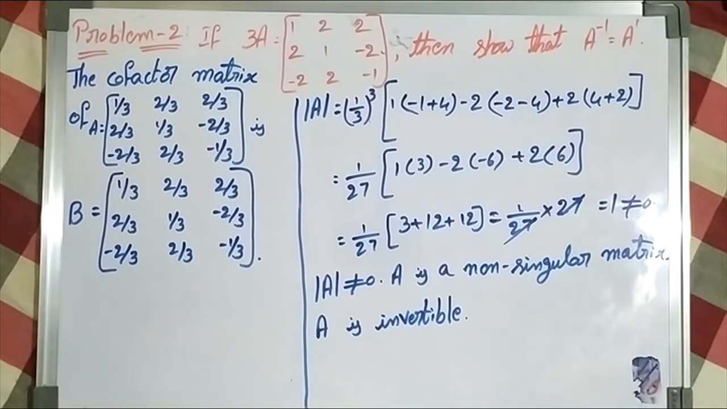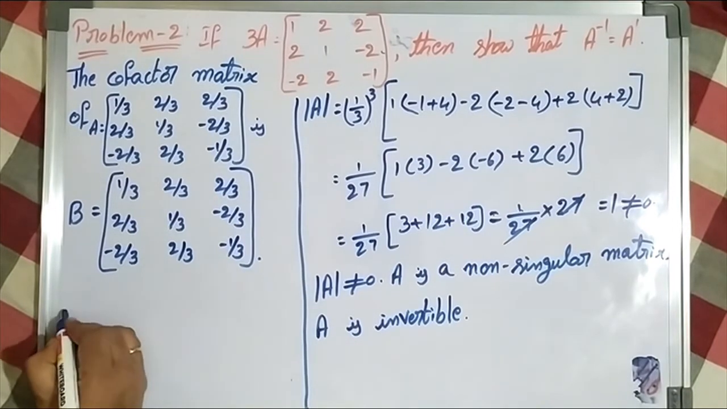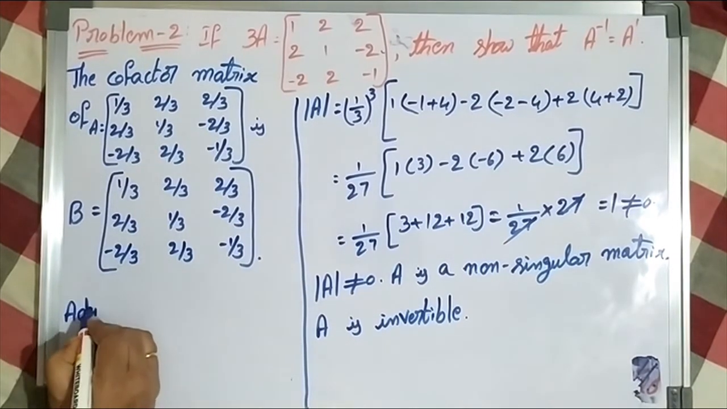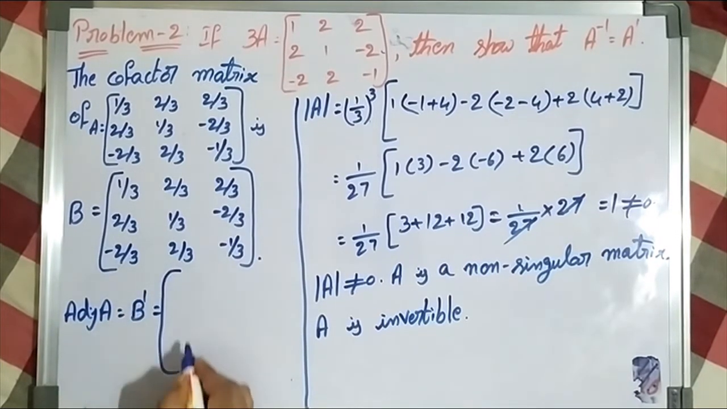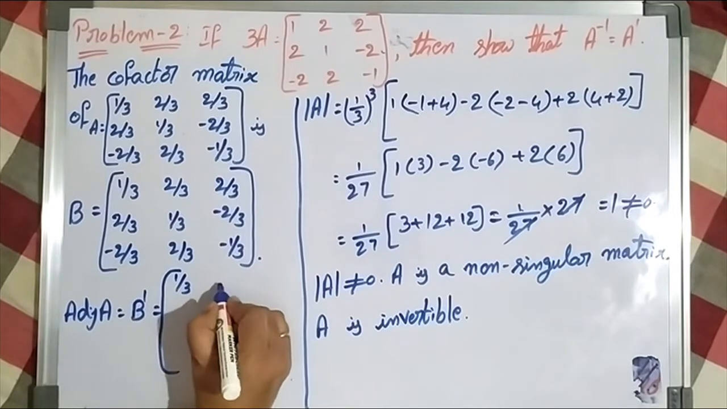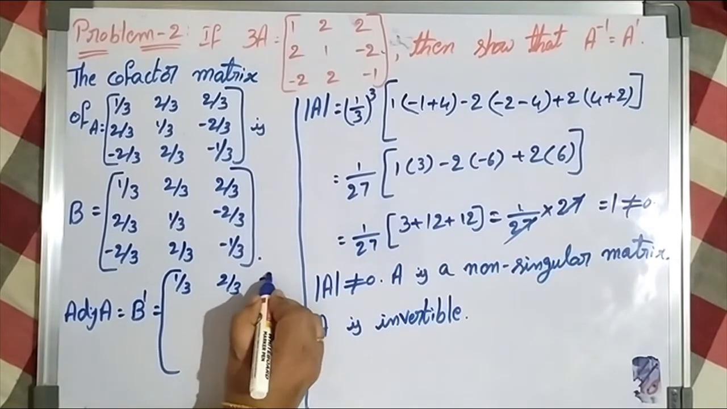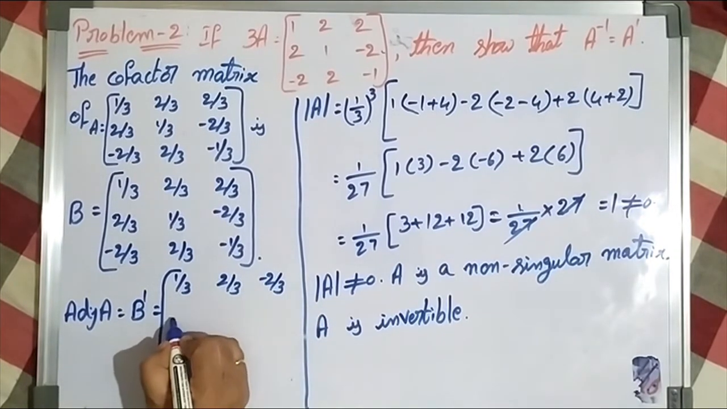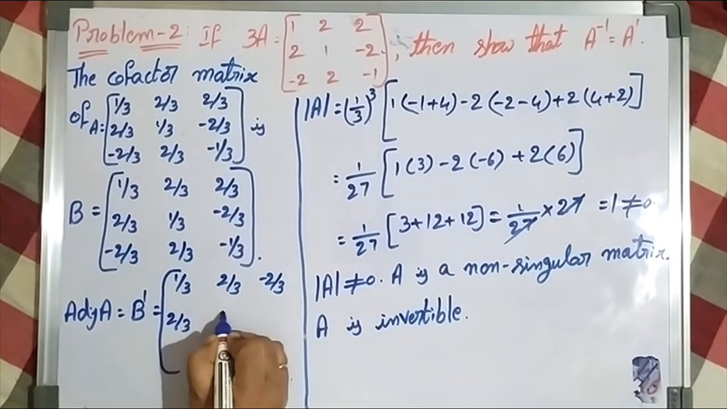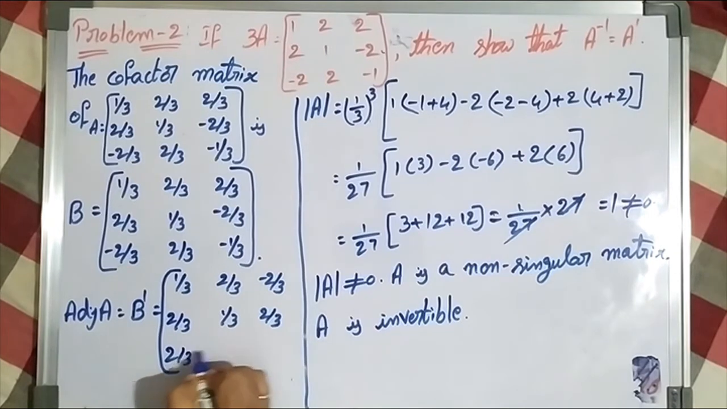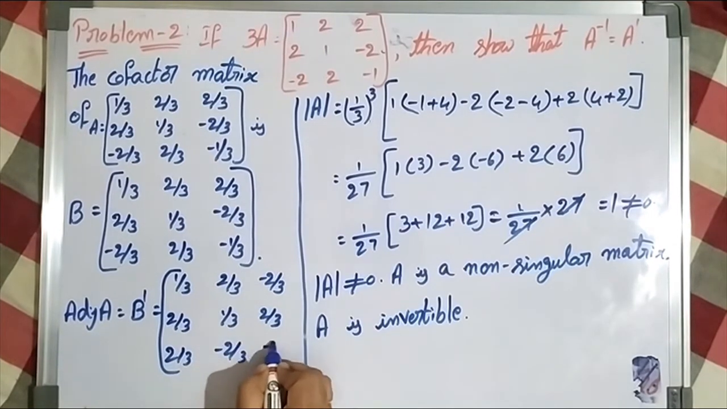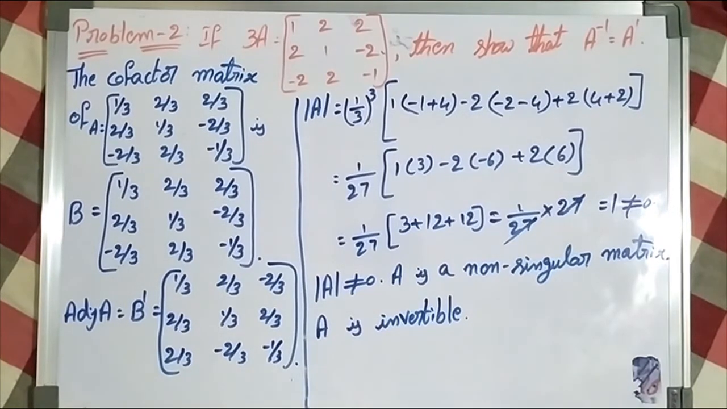This is a cofactor matrix. Then adjoint of A equal to, here we calculate adjoint of A, that is B transpose. B transpose value is 1/3, 2/3, -2/3, 2/3, 1/3, 2/3, 2/3, -2/3, -1/3. This is the adjoint of A value.